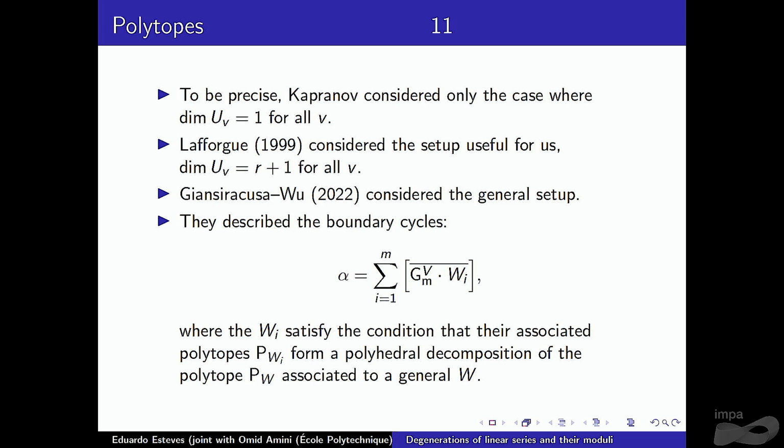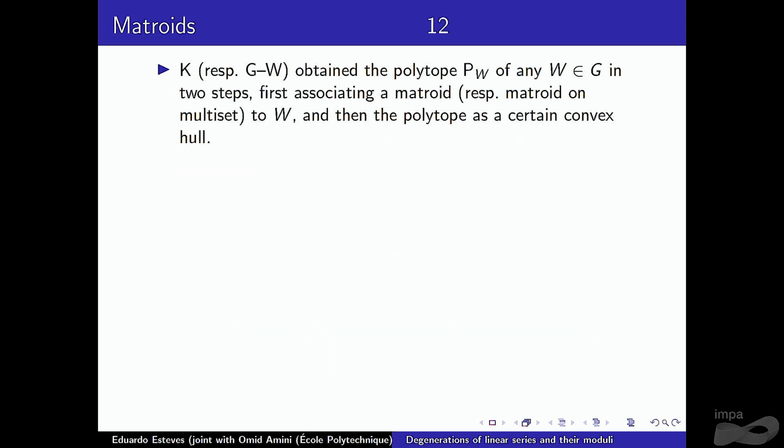So here the polytopes come up. So what are these polytopes? So Kapranov and Jean Syracuse and Wu obtained the polytope in a different way, in 2 steps. They first associate a matroid to that, or a matroid on a multiset. And then out of the matroid, they considered certain vertices, integral vertices, and the convex hull.